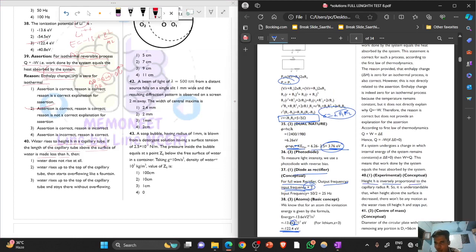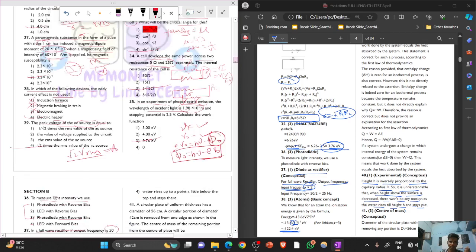Height h is inversely proportional to the radius of the capillary. So it is understandable that when the height above the surface is decreased, there won't be any motion, as the water rises till height h and stays put. Water does not overflow; it rises up to the top and stays there. As you can see, it depends on the radius. If the length is made less than h, the water does not fall.